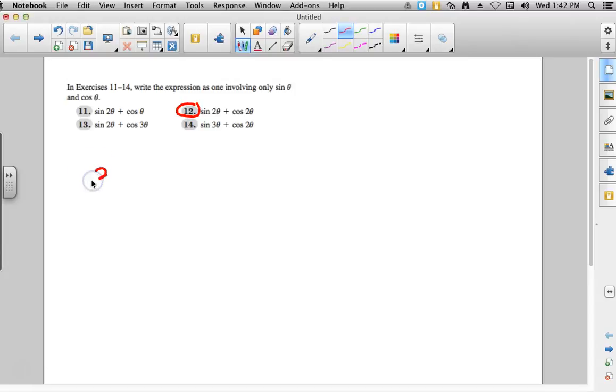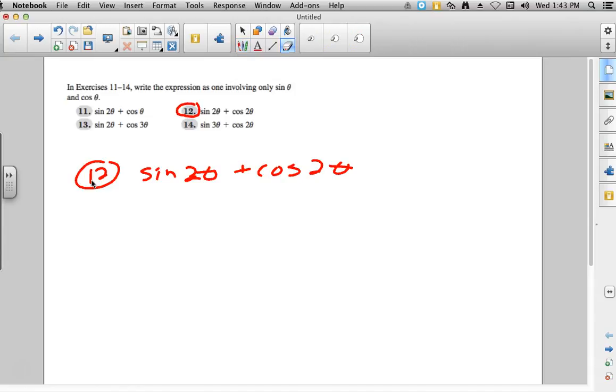Starting with number 12, the instructions say we are supposed to write this expression involving only the sine of theta and the cosine of theta. So what that means is we don't want the 2's in there. We want something that doesn't have the double angle inside, which would of course mean we had best be looking at our double angle formulas to see what we can put in here instead.